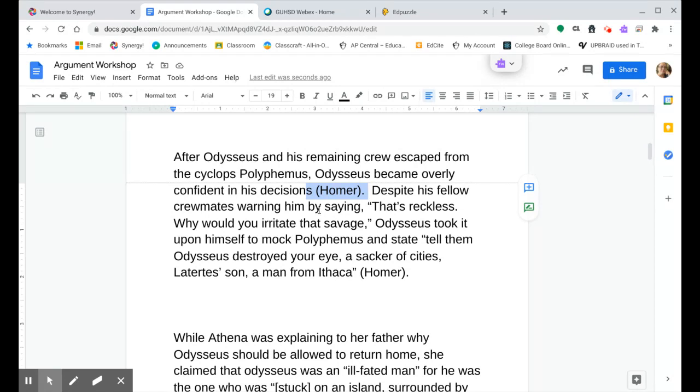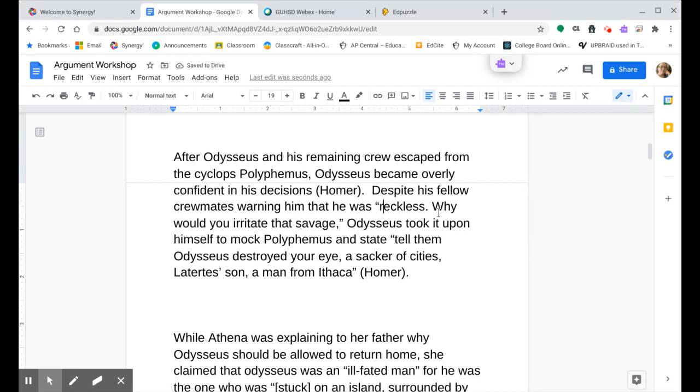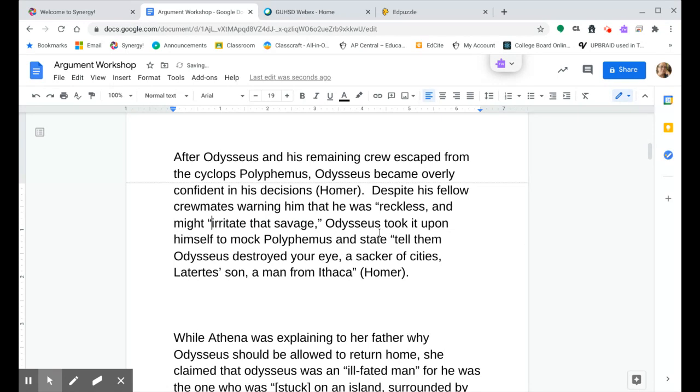Let's see. This is not actually embedded. So an embedded quote would have a little tiny fragment inside the student's own words instead of having this sentence that's kind of set off. So: despite his fellow crewmates warning him that he was, oh, I am not on home row, that he was reckless and might irritate the savage, Odysseus took it upon himself to mock Polyphemus. So this would definitely be stronger, just making those little changes.